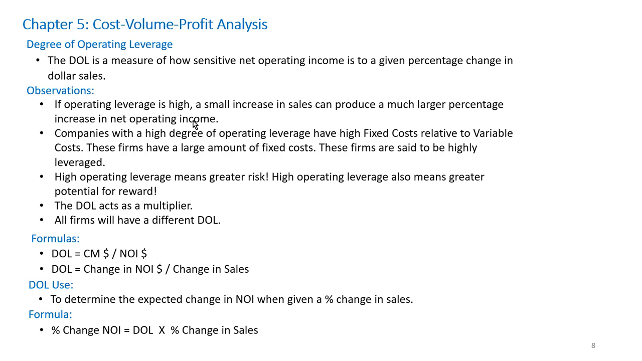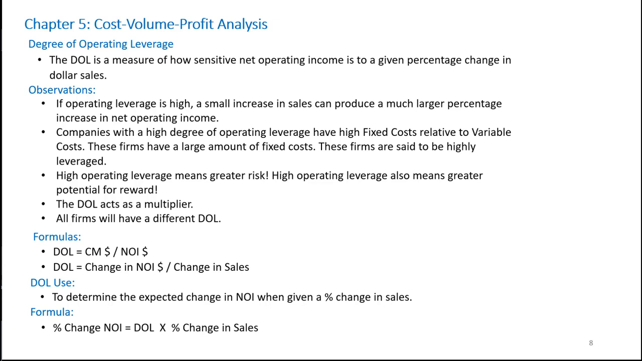Companies with a high operating leverage have high fixed costs relative to variable costs. These firms have a large amount of fixed costs. The higher the fixed cost, the higher the operating leverage. High operating leverage means greater risk. High operating leverage also means greater potential for reward.